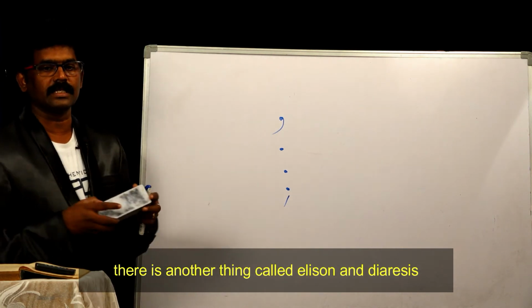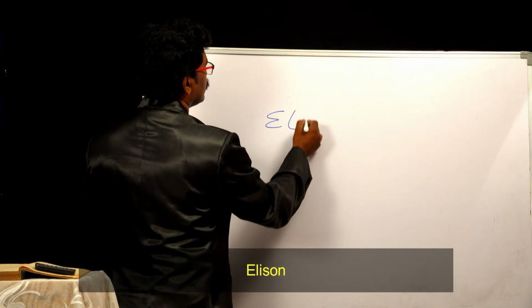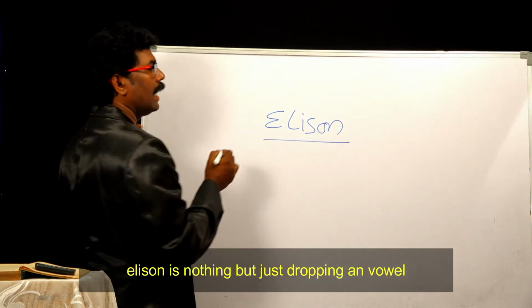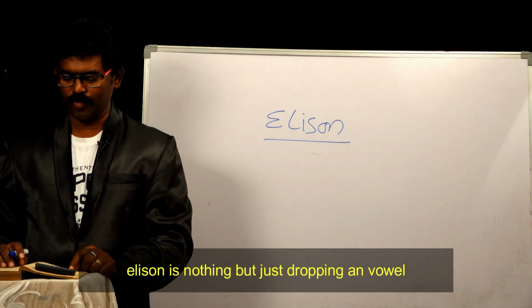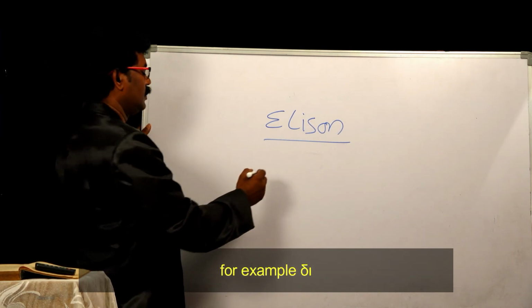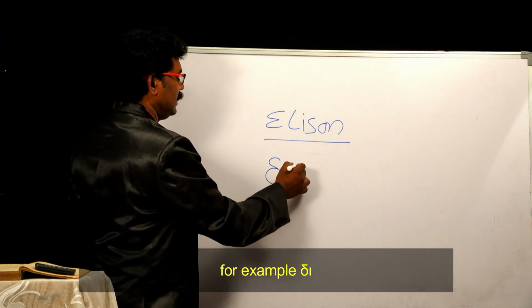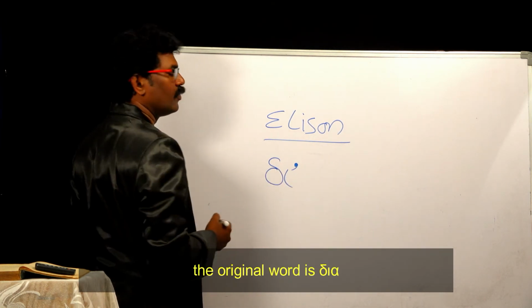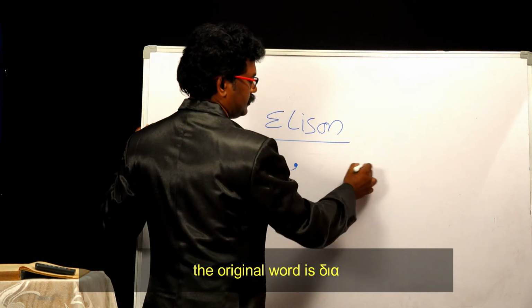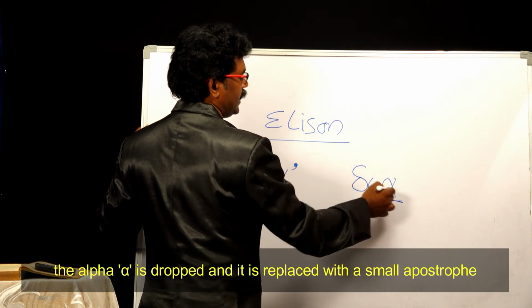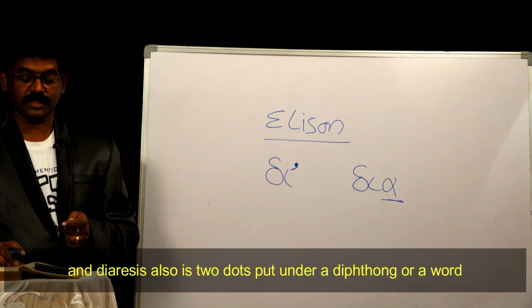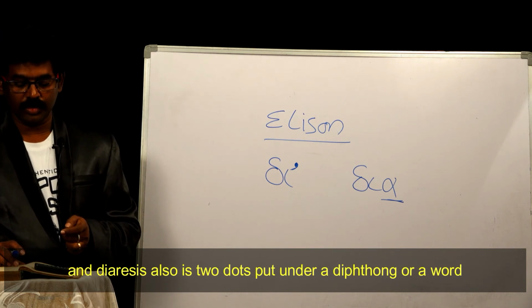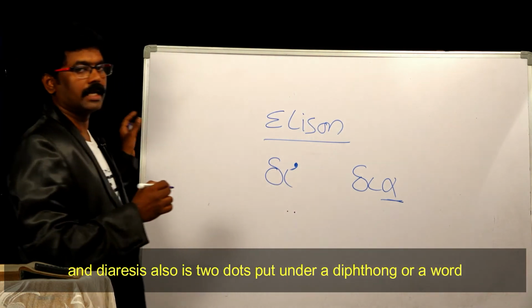It is called elision and diaeresis. Elision is nothing but just dropping a vowel. For example, the original word is dia. The alpha is dropped and it is replaced with a small mark.